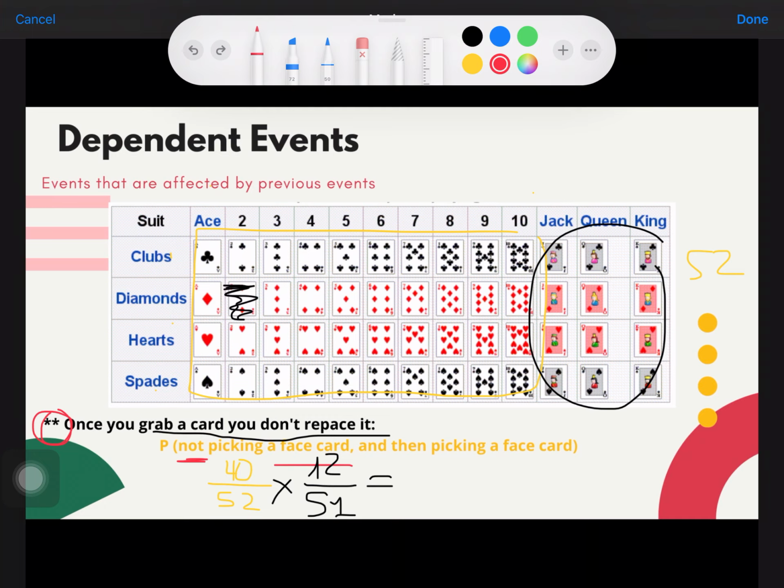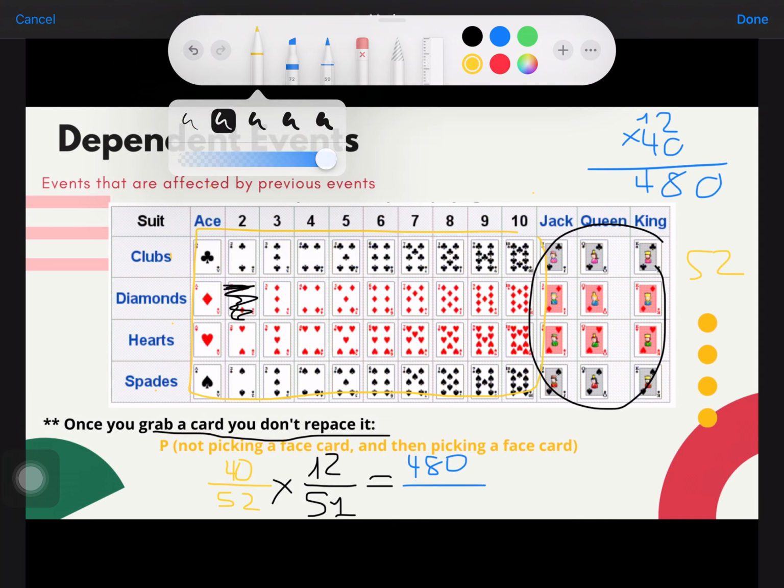Now I just need to multiply it, and I'm going to do it right now. Remember that in this topic you're not supposed to use the calculator. Anyway, I'm going to use it in a few minutes. So I'm just going to multiply 12 times 40, which is the same, a 0. 4 times 2 is 8. 4 times 1 is 4. 480.